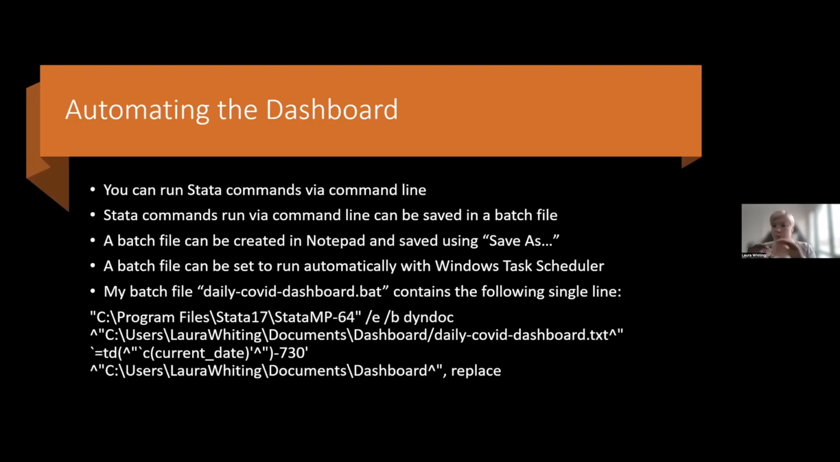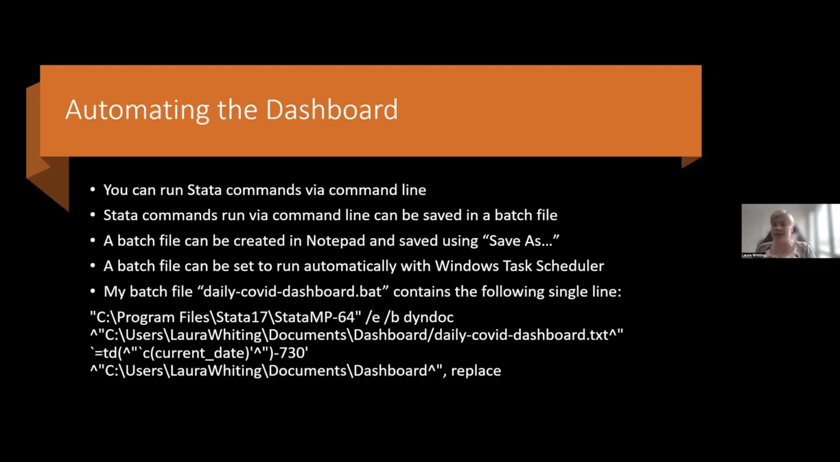So you pop whatever your command line is into a Notepad file and then just click Save As and save it with the suffix .bat for a batch file. And my batch file just has one line. So it starts with the location of my Stata application. And then I give two options, /E and /B.